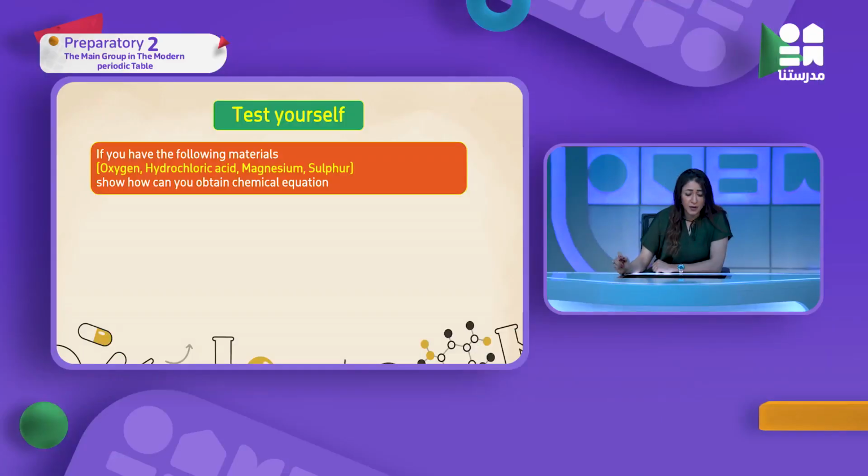طيب هنا بيقول لي إيه؟ بيقول لي if you have the following materials: oxygen, hydrochloric acid, magnesium, sulfur. اتفقنا إن إحنا بنحول كل الحاجات دي into symbols تيجي على the side of your paper، وغير الأكسجين ل O2، hydrochloric acid ل HCl، magnesium Mg، sulfur S. Show how can you obtain chemical equation.